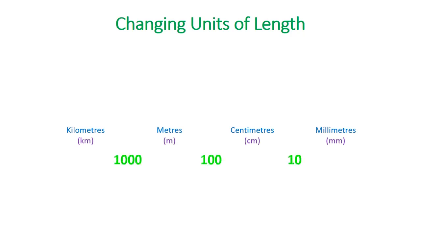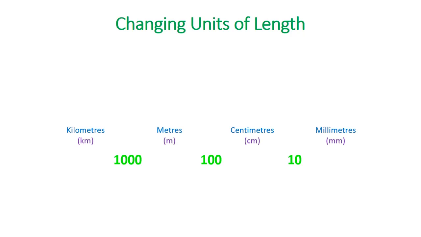Alright, now have a look at the numbers in green at the bottom. Between kilometers and meters there's 1,000. In other words, I have 1,000 meters in a kilometer. Between meters and centimeters the units are 100, so there are 100 centimeters in a meter. And the number between centimeters and millimeters is 10, which means there are 10 millimeters in a centimeter.